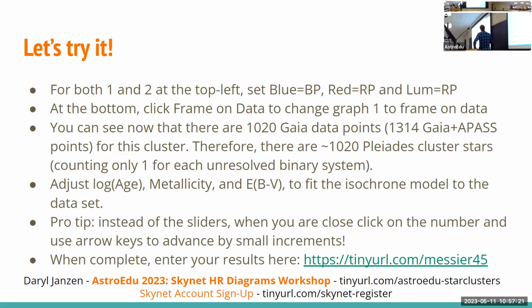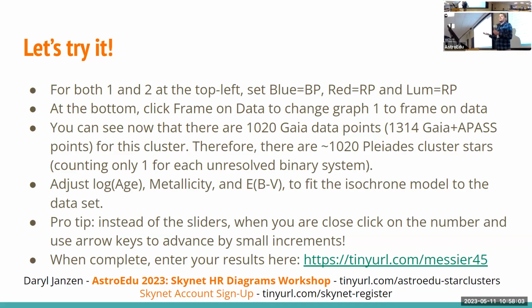So one thing that we want to know is how many stars are there in the Pleiades star cluster. And so if you load only Gaia, it will show only the Gaia stars in the number, and there should be 1,020 points out of 1314, I think is what I got when I changed that. So that's kind of interesting. We have an estimate here that there are 1,020 stars in the Pleiades cluster using this tool. That, of course, caveat, counts 1 star for every unresolved binary.